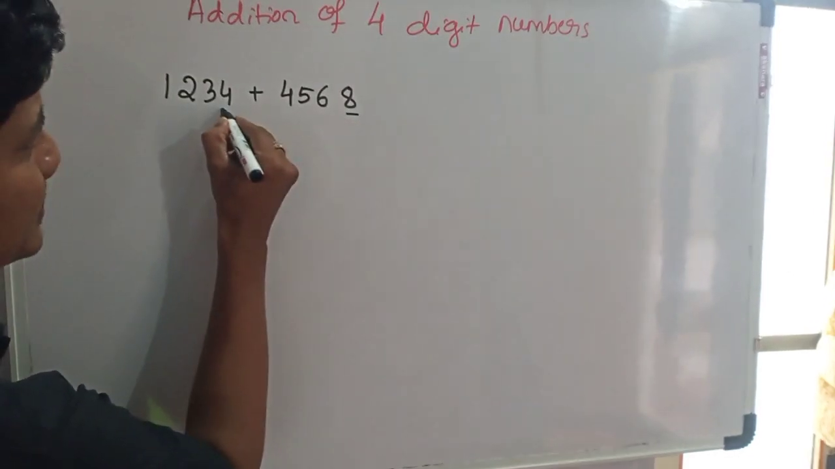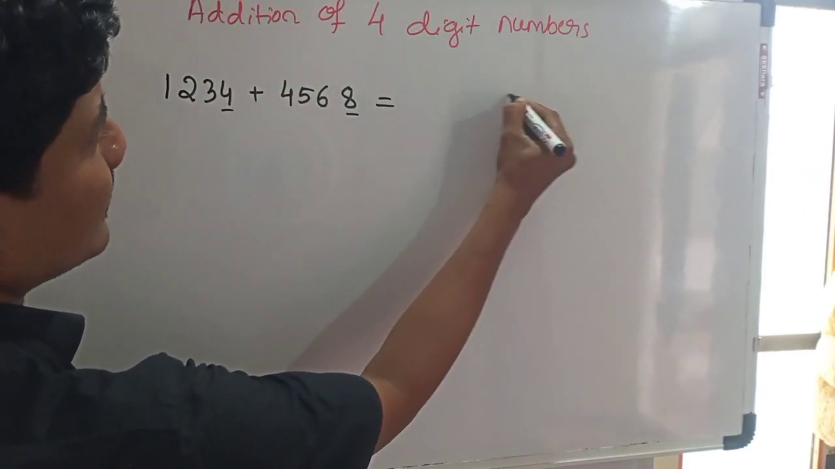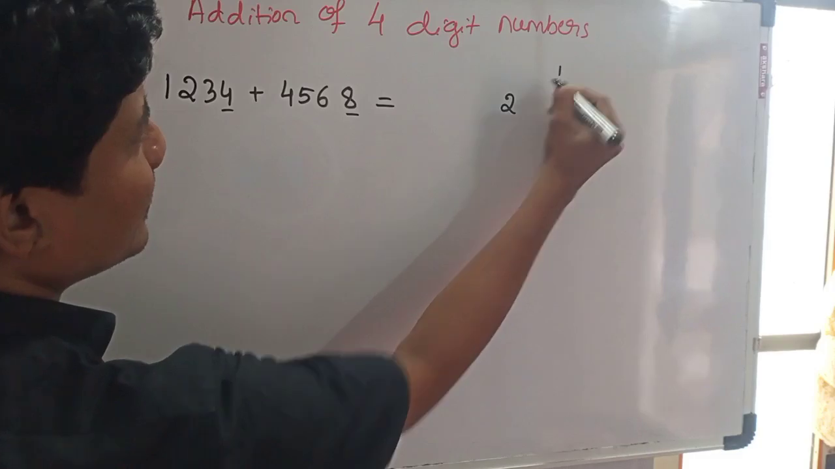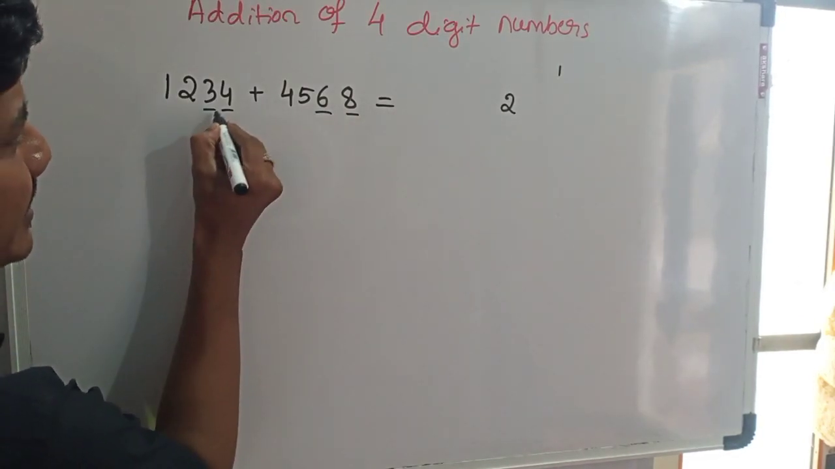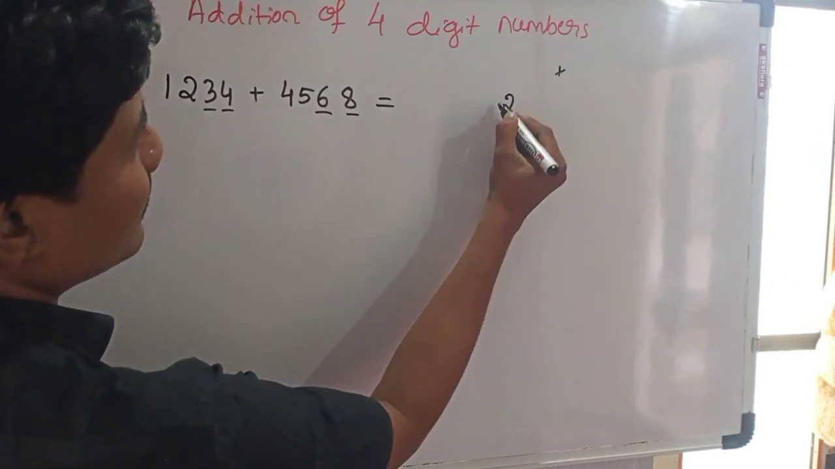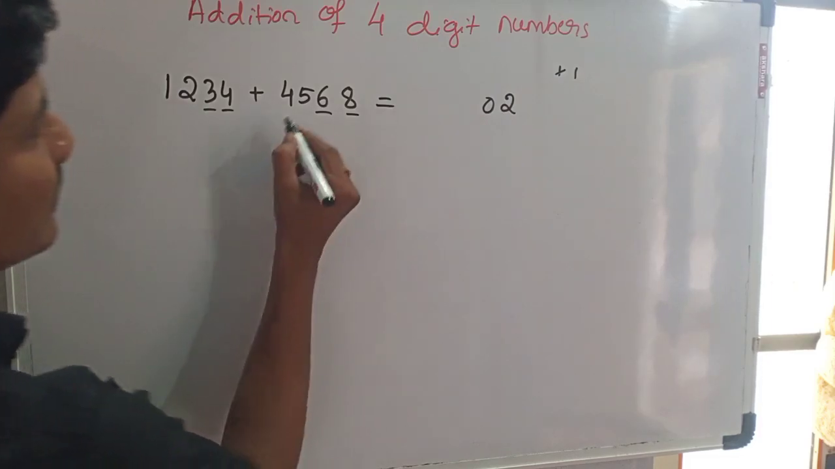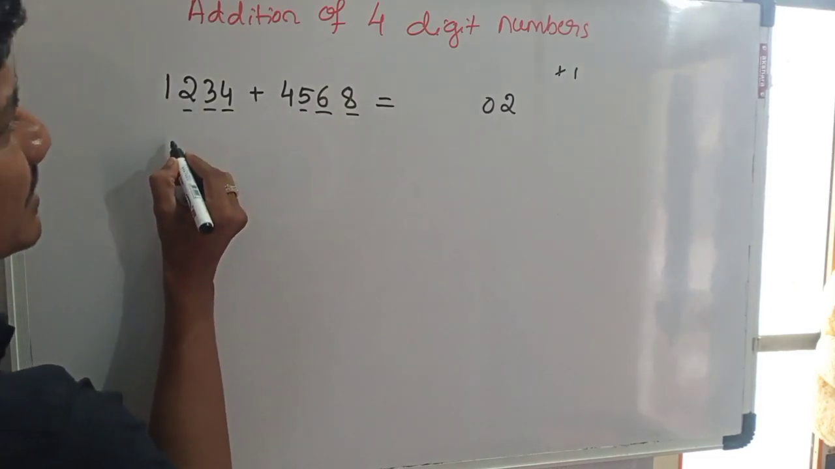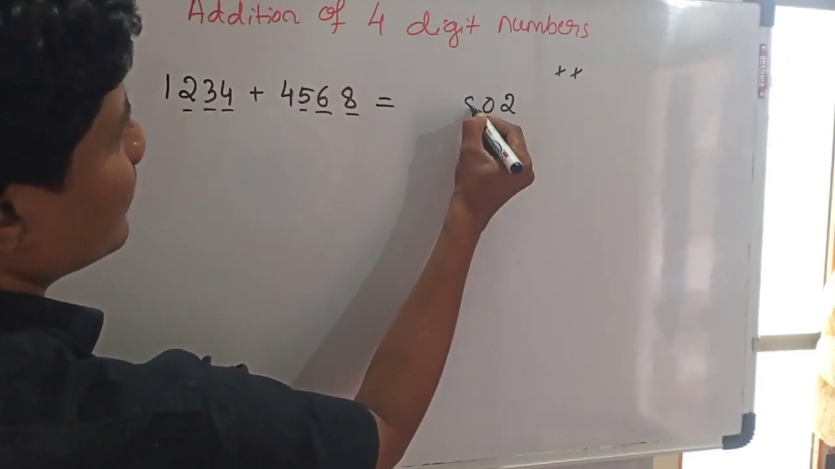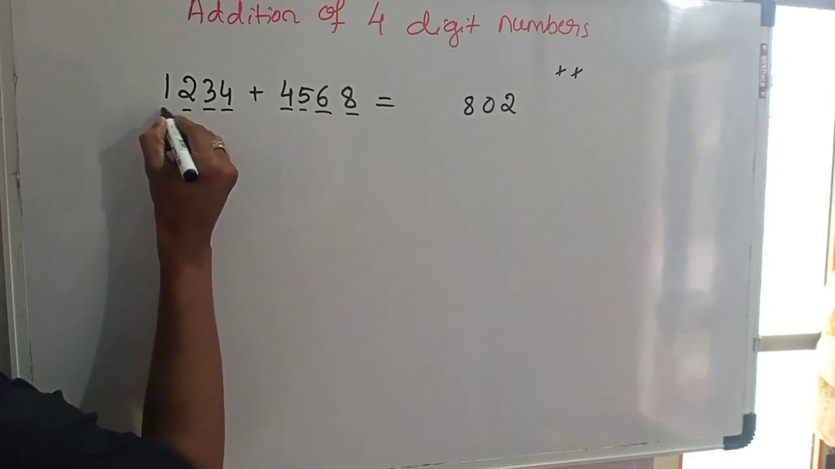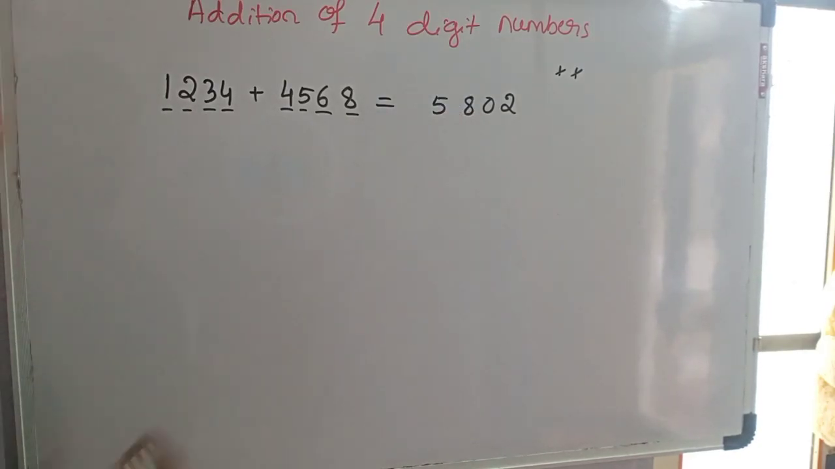I'm adding units digits first. 8 plus 4 is 12, carry 1. Tens places: 6 plus 3 is 9, 9 plus 1 is 10. Again carry 1. 5 plus 2 is 7, 7 plus 1 is 8. 4 plus 1 is 5. 5802 is the answer.